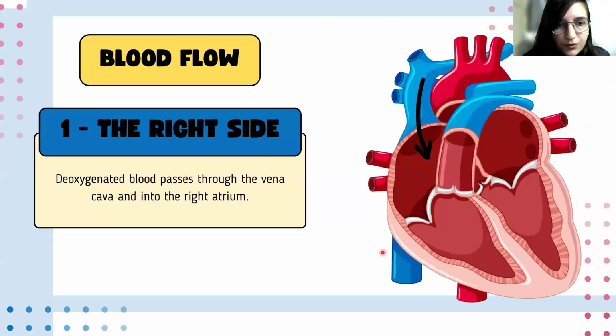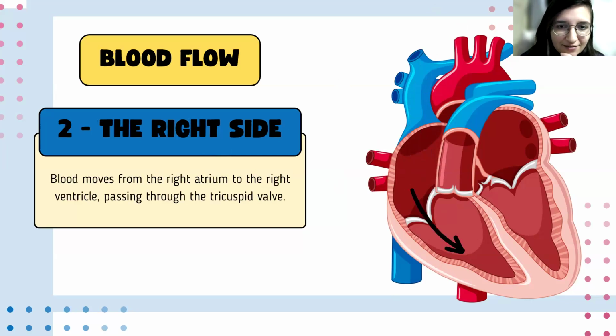Okay, let's move on. So now we'll look at it step by step. Let's go through the whole picture once again, but in a more simplified way. So the right side again, this is the right side. You see the vena cava. The blood has run out of oxygen, right? So this vena cava is bringing back blood that has run out of oxygen, and this blood is called deoxygenated blood. So this blood passes down to the right atrium. Okay, so we're here right now.